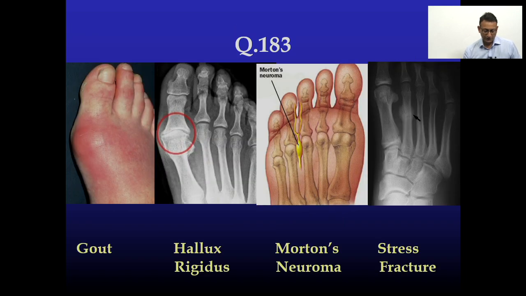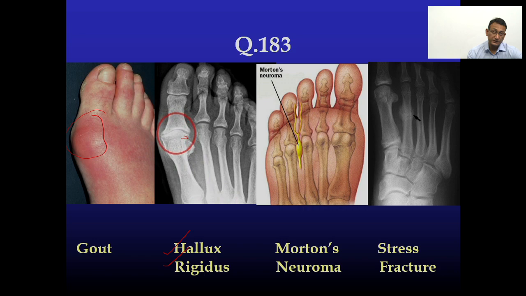Let us have a look at these four entities. Gout, you will see this kind of redness and swelling in the metatarsophalangeal joint. In hallux rigidus, which is osteoarthritis of the first metatarsophalangeal joint, there will be swelling, yes, there will be restriction of movements, and the movements will be painful, okay. So this fits more into the answer.